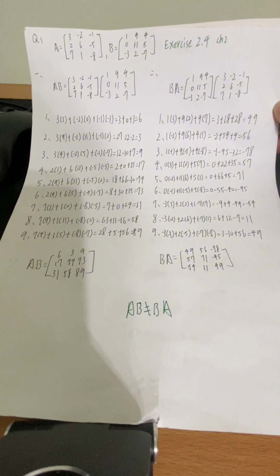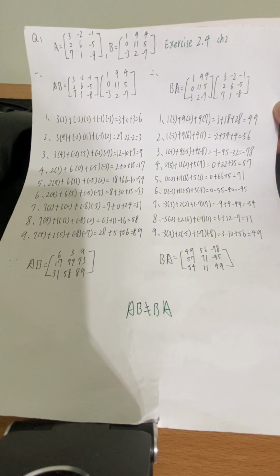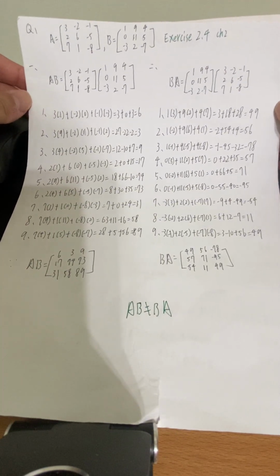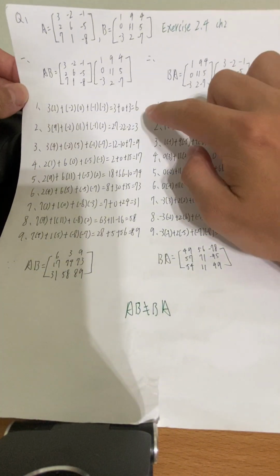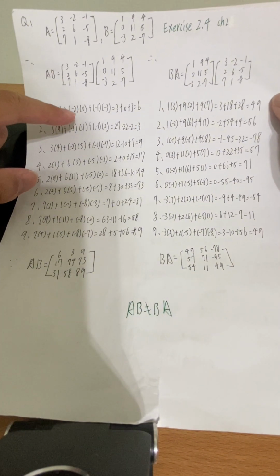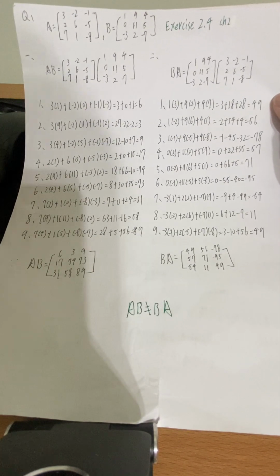For example, the element in the first row and first column is 3 times 1 plus negative 2 times 0 plus negative 1 times negative 3. Then this gives us 6. Repeating the same process for all entries, we obtain AB equals this one.